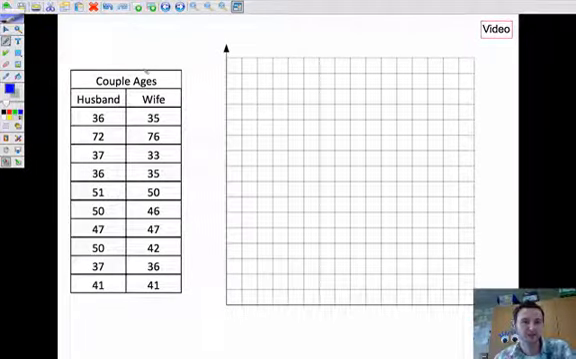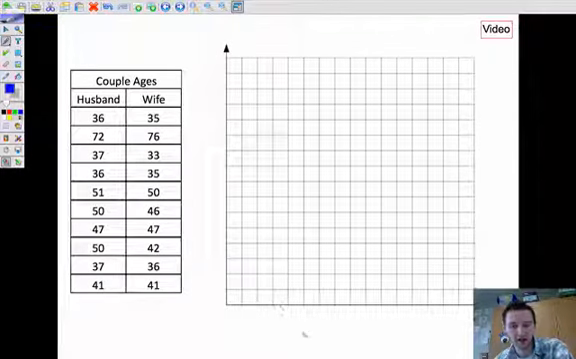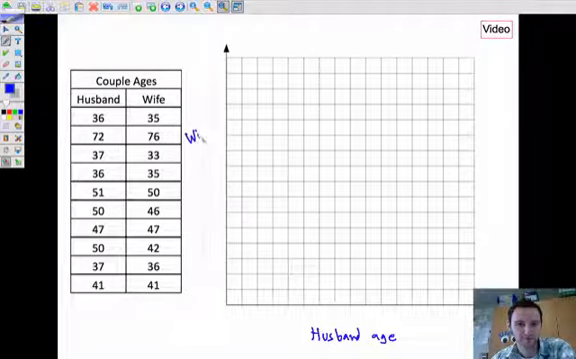So in this example right here, we've got a table with couples' ages, and we've got the husband's age over here, and we've got the wife's age over here. And so what we're first going to do is just create a scatter plot of all of these different things. And so if I'm looking at some sort of scale for this, I'm going to put the husband's age down here. And I'm going to put the wife's age over here.